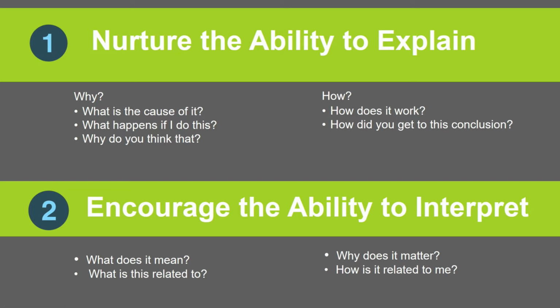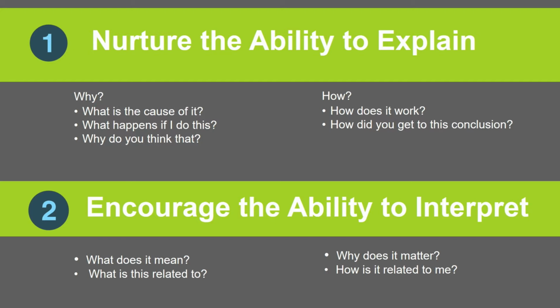So we'll walk through these and just talk about ways that instructors can help students to reach each of these types of understanding. So number one, nurturing the ability to explain is asking a couple key questions that are driven by why, which could be, what is the cause of this? What happens if I do this? Or what do you think if I tried something different and did a different approach? It also could be having students explain the how. How does this work? And how do you get to this conclusion?